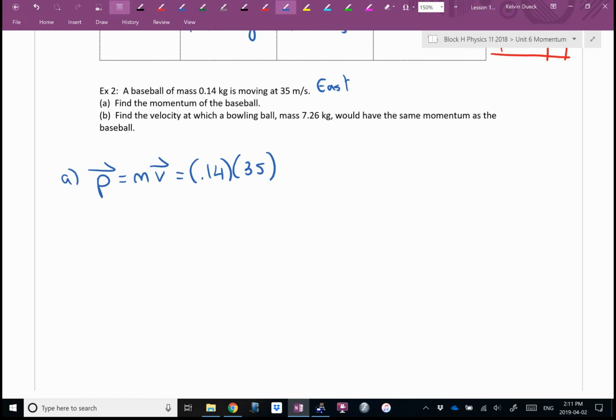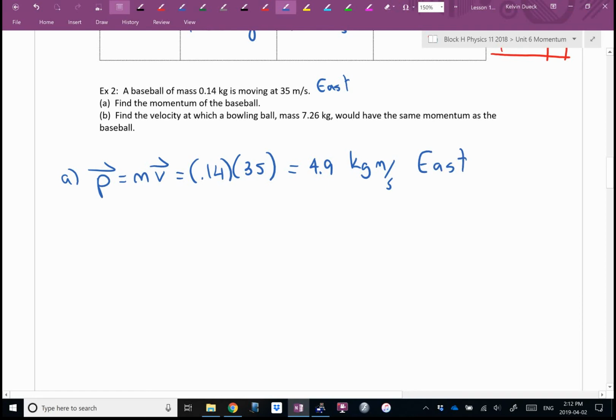Oh, I think I can do this in my head. Double check me. Is it 4.9? Inside there's 2 7s, a 2, and a 5. So it's going to be 49 times 10. It's going to be some multiple of 490. Now move that decimal, 4.9. Yeah? Units, Logan? Yep. Direction? East.